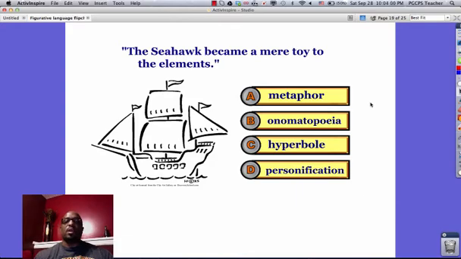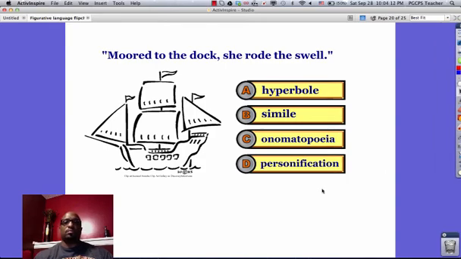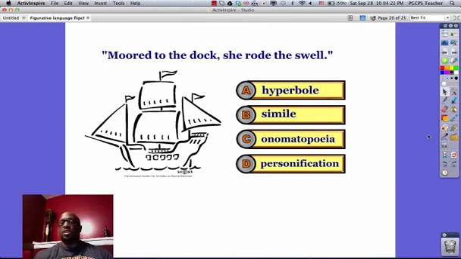Now keep in mind, you can kind of do process of elimination based on the definitions of these terms, and that can help you narrow down the answer choices. All right, the next one. Moored to the dock, she rode the swell. Is that a hyperbole, simile, onomatopoeia, or personification? The boat rode the swell. So that gives you a hint right there.